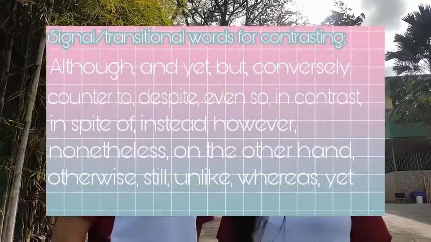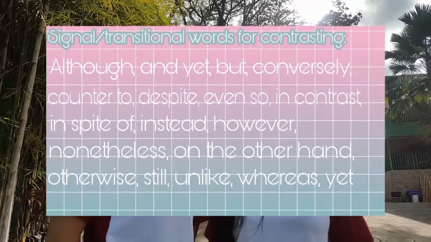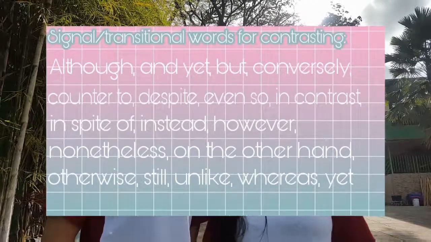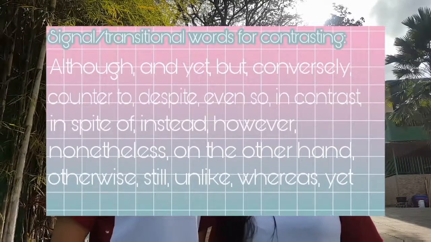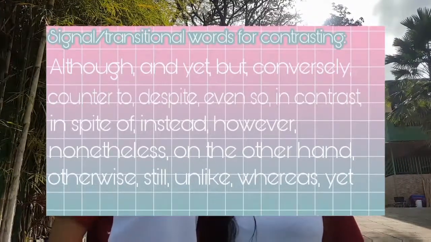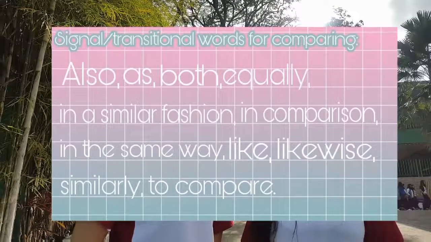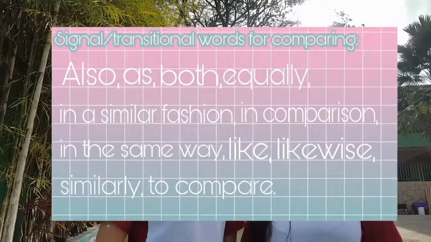So, do not forget the transitional words they both have. For contrasting, we have transitional words such as although, yet, but, conversely, counter to, despite, even so, in contrast, in spite of, instead, however, nonetheless, on the other hand, otherwise, still, unlike, whereas. For comparing: also, as, both, equally, in a similar fashion, in comparison, in the same way, like, likewise, similarly to compare.